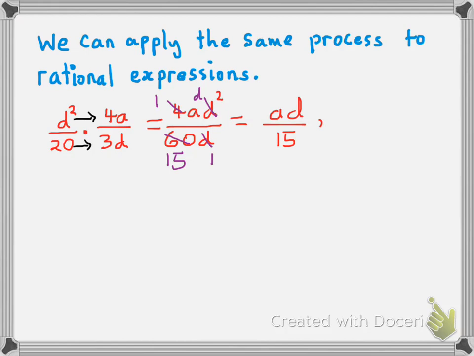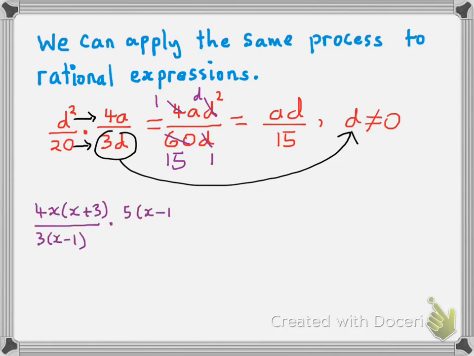If you go back to the initial expression, we have d squared over 20 times 4a over 3d. You can see in your denominator there is 3d. D cannot be 0. It's a non-permissible value. D can't be 0, because if d is 0, you are going to be dividing by 0, which we had said is criminal.